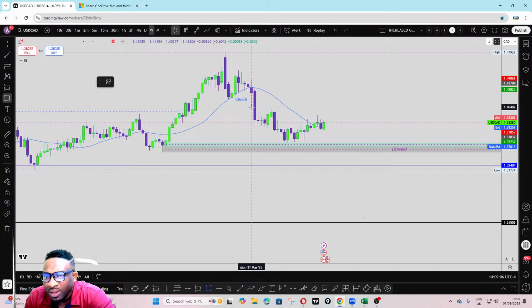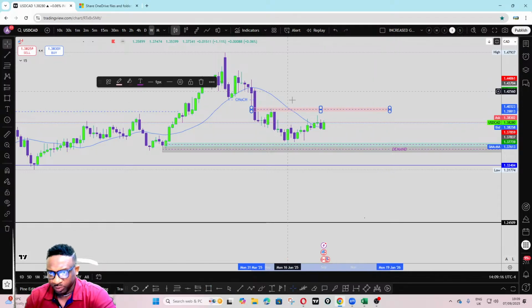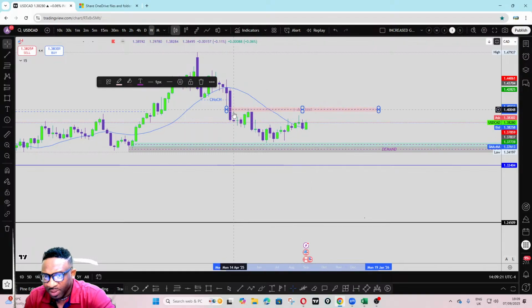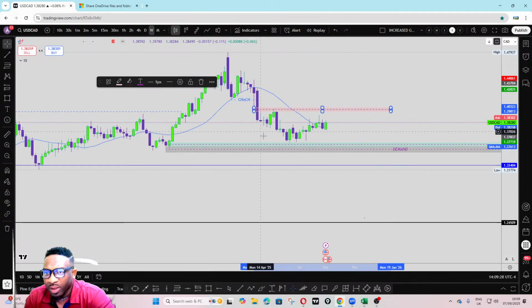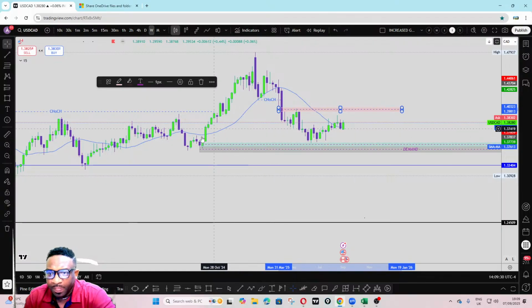Now we still have some open price range areas. We can see here this imbalance right here, which I guess has been filled. On this time frame, this imbalance was tapped in from this point on. Reading the market structure from this point, we can see that we had a break of structure, price came back to the origin, and then we expect price to continue the uptrend.